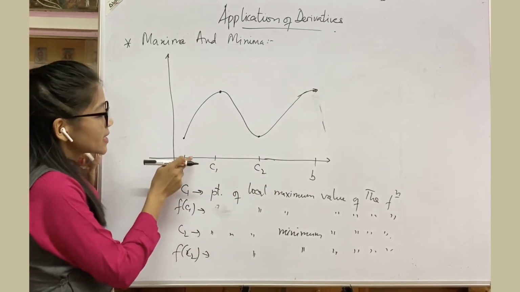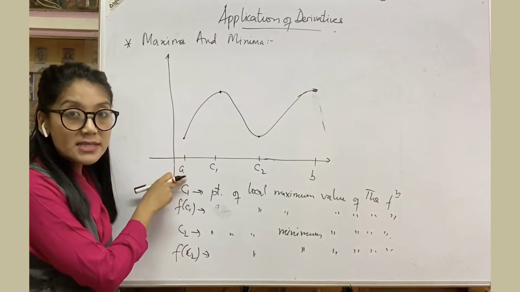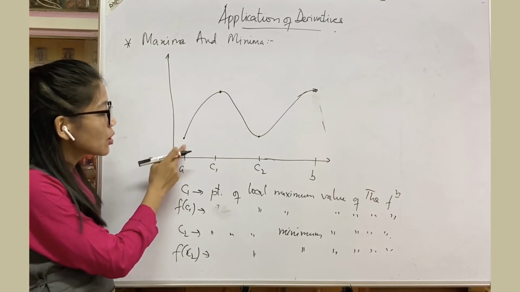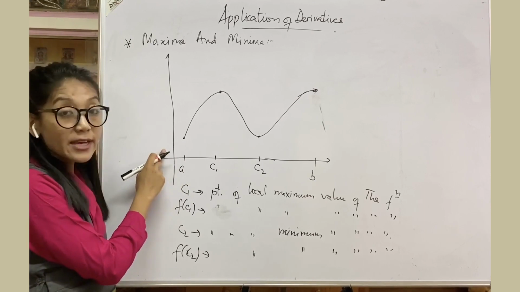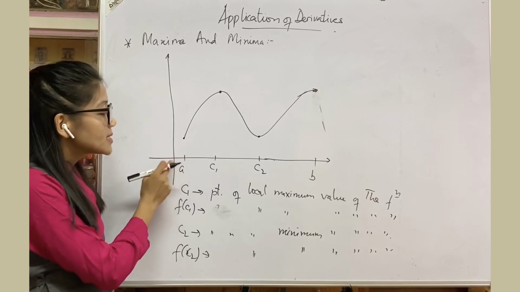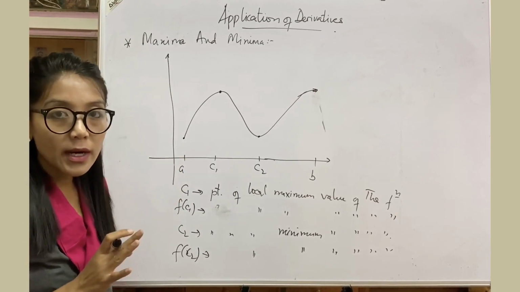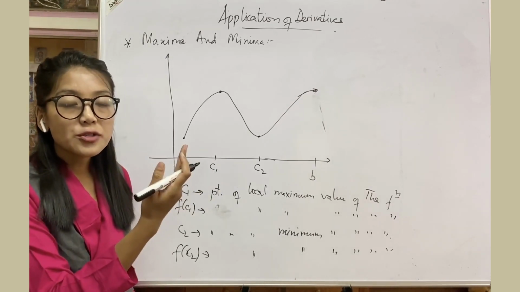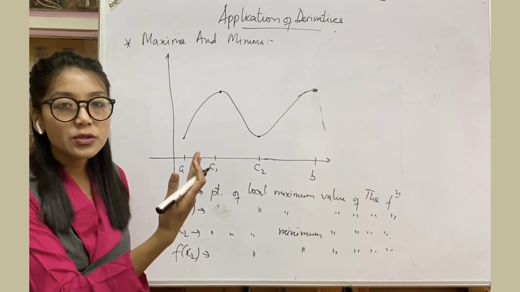Can you say that A is the point of local maxima or local minima? You cannot say that, because we don't know the nature of the function on the left hand side of A. So you cannot say that A is the point of local minima. A point of local minima means you should know the nature of the function on both the left hand side and the right hand side of that point.